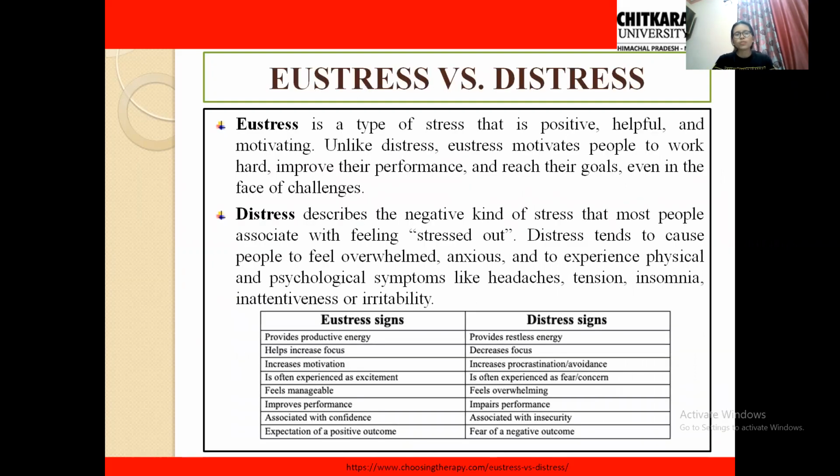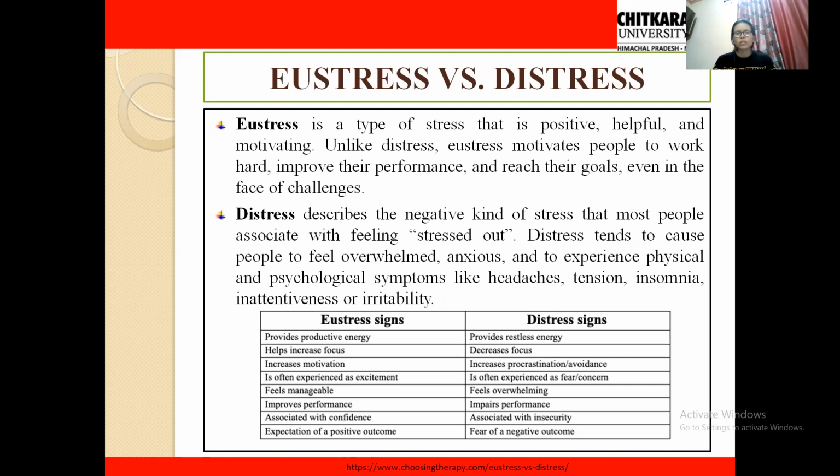So next is eustress and distress. We all know that we have some sort of stress, and we have all clearly known that stress is some sort of negative coping. There is some sort of situation that arises within an individual due to being unable to cope with that particular pressure or stress. So here there are two types of stress: eustress and distress. Eustress is a type of positive stress, and distress is a type of negative stress.